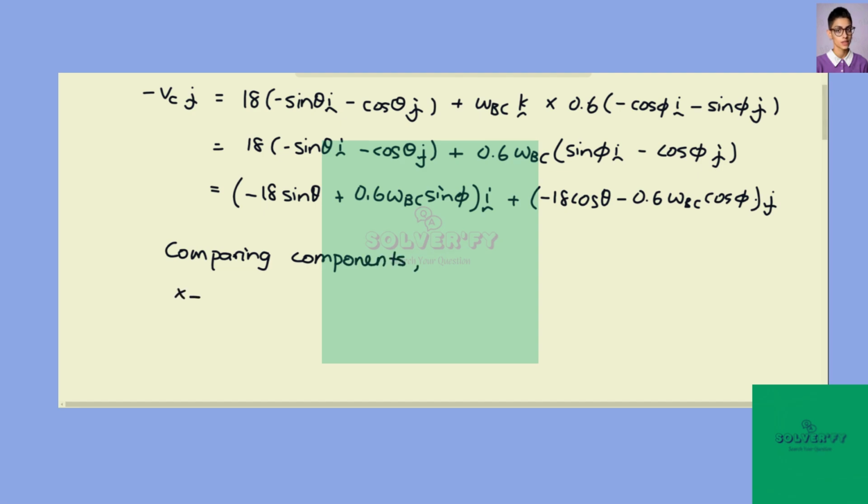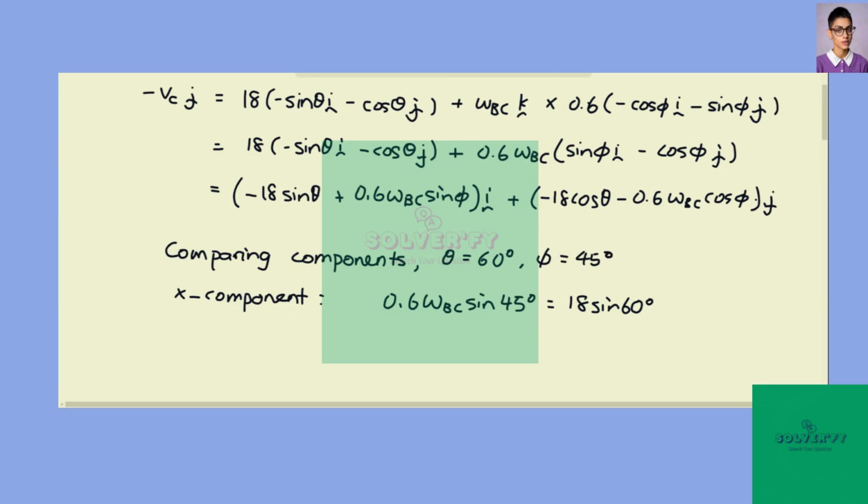So in the x direction, we have 0.6 omega BC sine 45 degrees equals 18 sine 60 degrees. We note that theta is 60 degrees and phi is 45 degrees. So we can write down this equation, and our omega BC will be 36.7 radians per second. So this is the answer for omega BC.